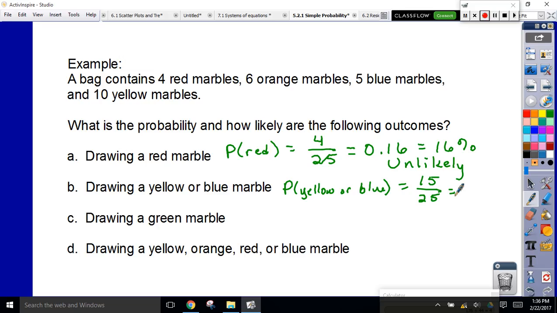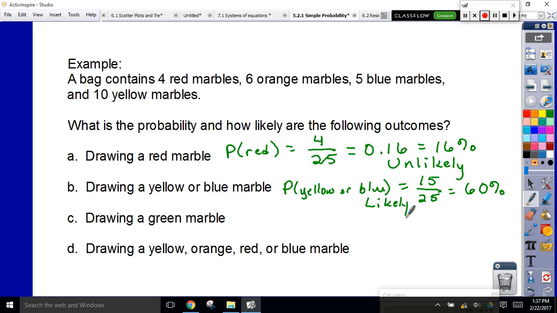15 divided by 25. 0.6. What percent would that be? That would be 60%. So what are the chances? Would you say that's likely or unlikely? Likely. So we'll say that one is likely.